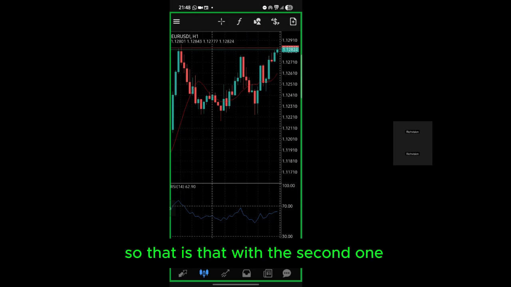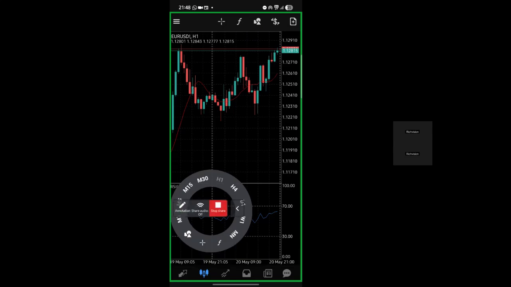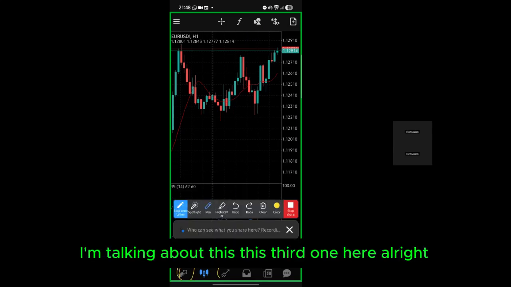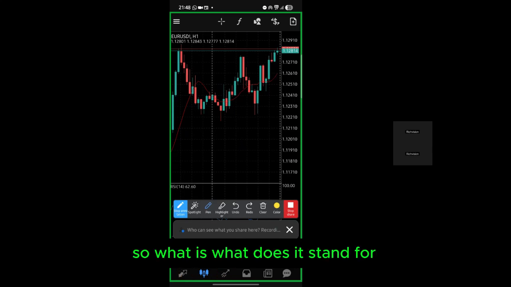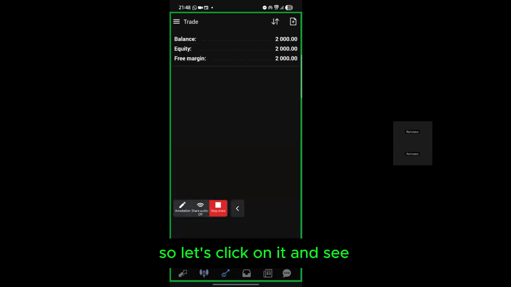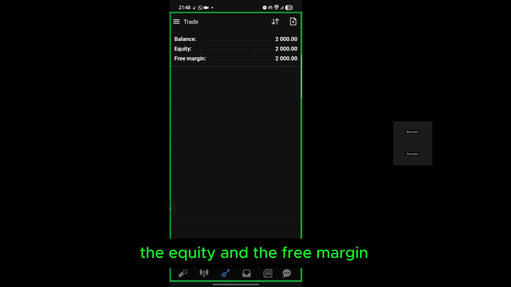So that is the second one. Let's look at the third item. When I say the third item, I'm talking about this third one here. All right. So what does it stand for? Let's click on it and see. When you have an active trade, this is where it appears. So you can see the balance, the equity, and the free margin.